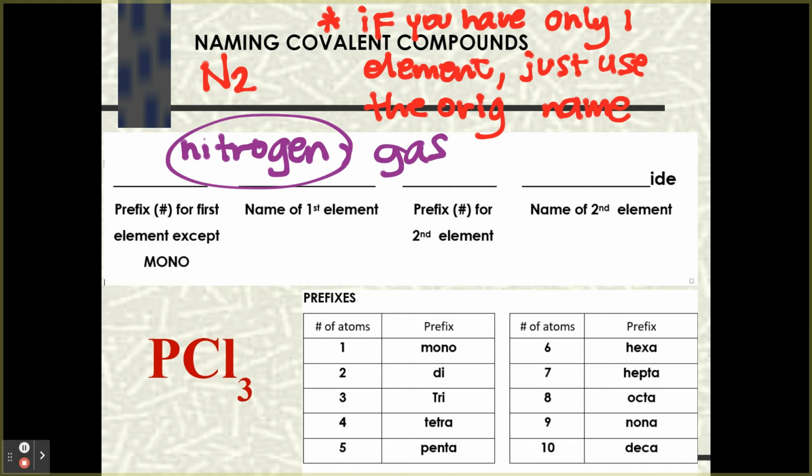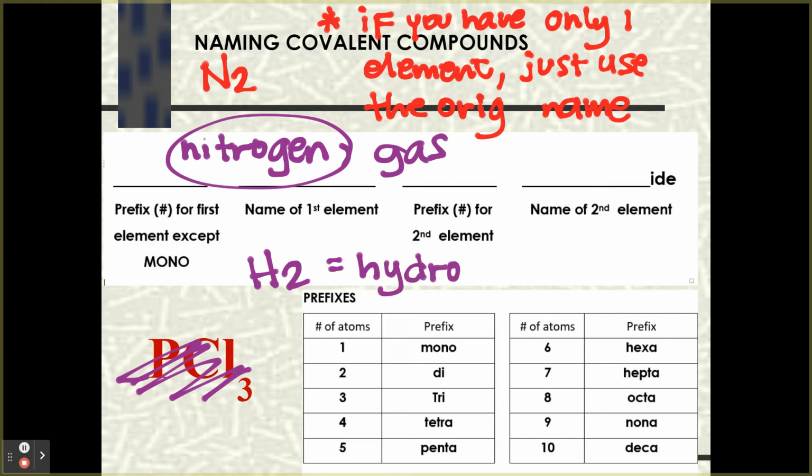Okay, so another example. For example, guys, H2. Again, I can clearly see there's only one element there. So the name of this thing is not dihydrogen or dihydride. It's simply hydrogen. And you can actually add the word gas to it. Okay, you don't have to if you don't want to. You can. The name is simply hydrogen.